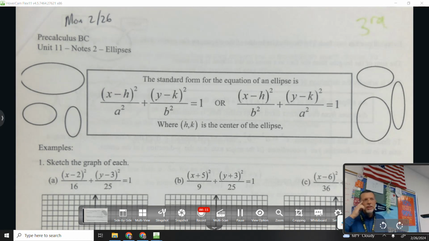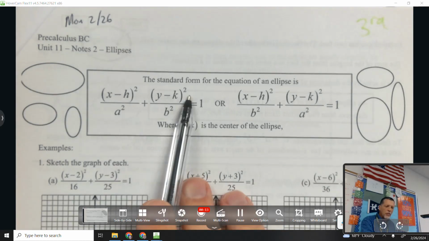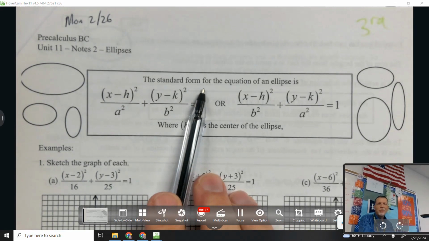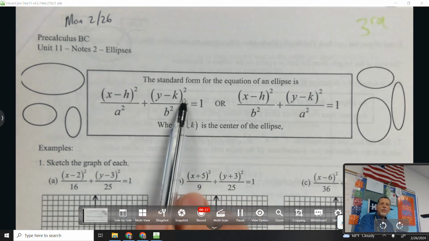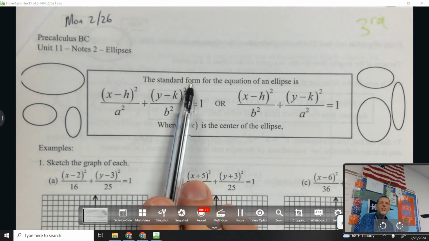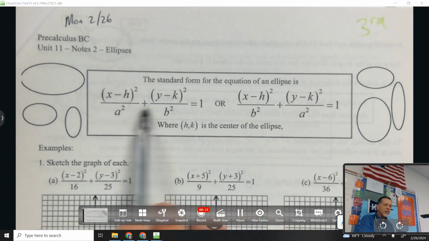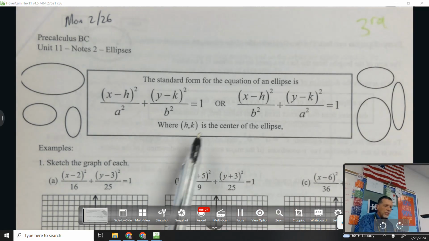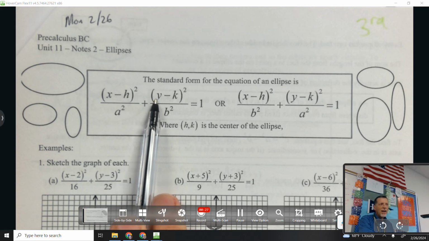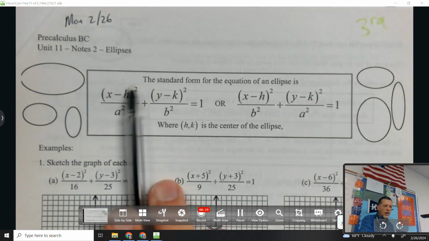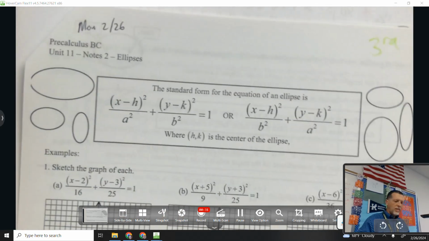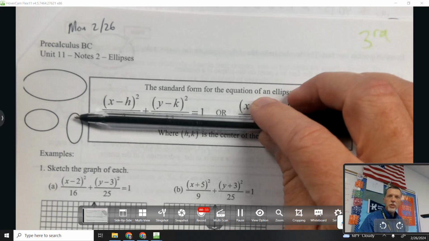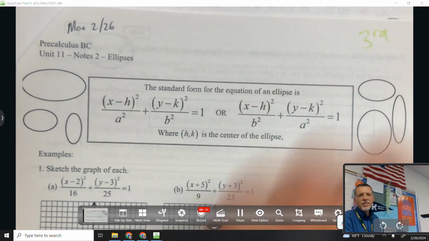Notes on ellipses. Standard form, I still think you did these last year, but maybe not. Standard form for an ellipse looks like this. H and K is the center, so that kind of matches the circle, right? Don't worry about the A and B business. For the circle, the center was at H, K. It's the same thing for an ellipse.